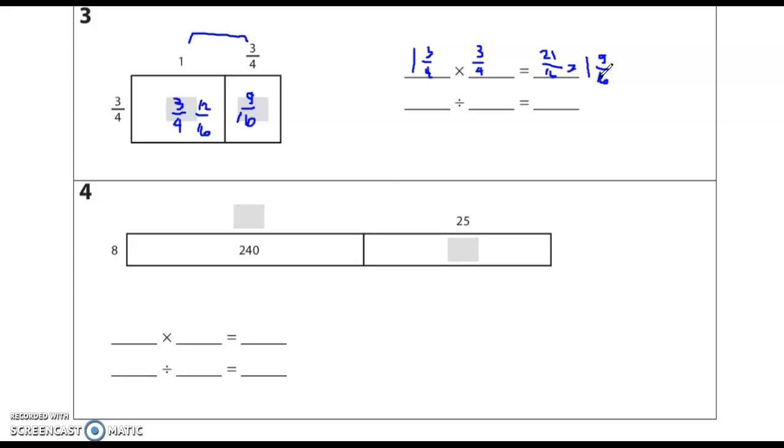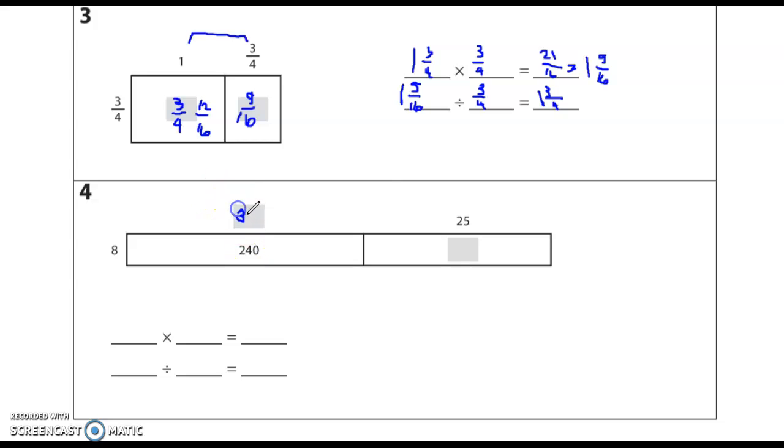So now let's turn this around and make it a division problem. So this is going to be what we're dividing. So 1 and 5/16 divided by 3/4 is 1 and 3/4. Or you could switch these two around and say 1 and 5/16 divided by 1 and 3/4 equals 3/4.